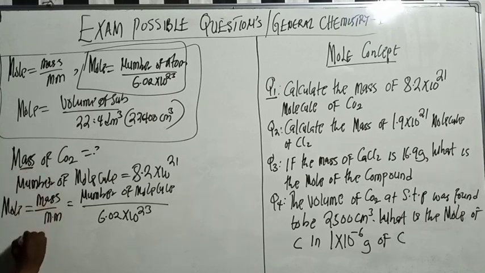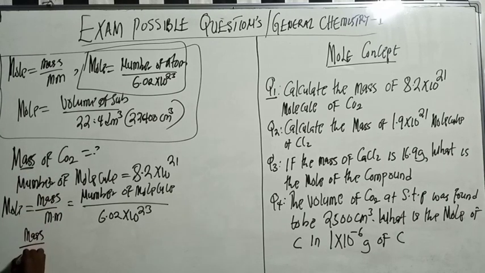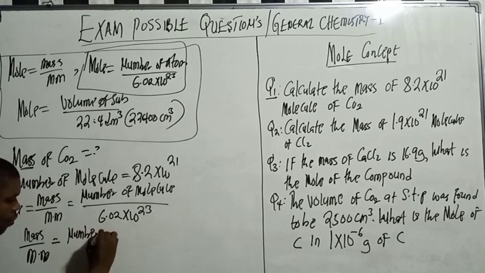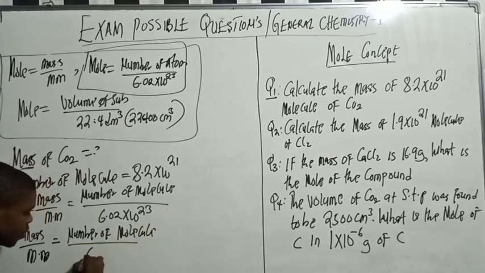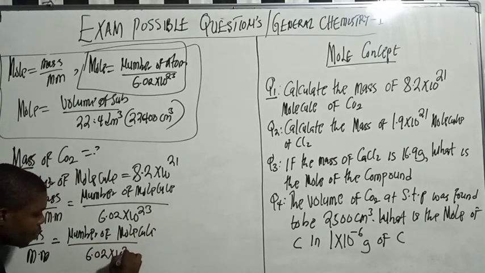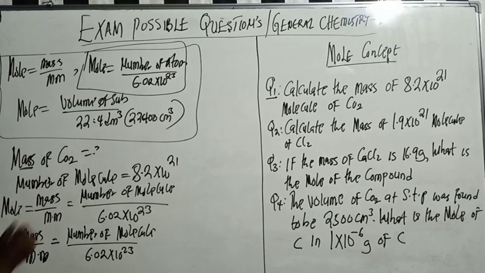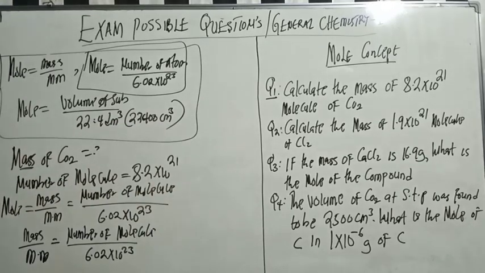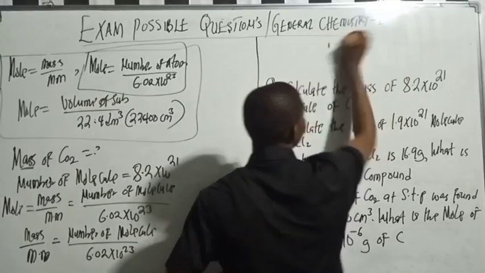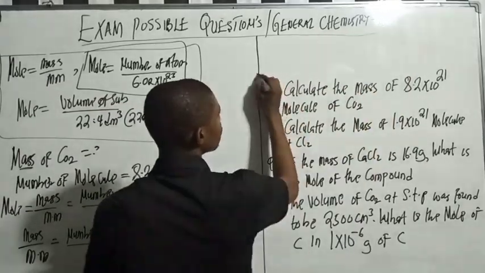So I want to use mass by molar mass equals the number of molecules over 6.02 exponential 23. So the next thing you want to do here is to get the molar mass of CO2. So how do you calculate the molar mass of CO2? Because you need the molar mass of CO2 here, right? So let me just put here molar mass of CO2.